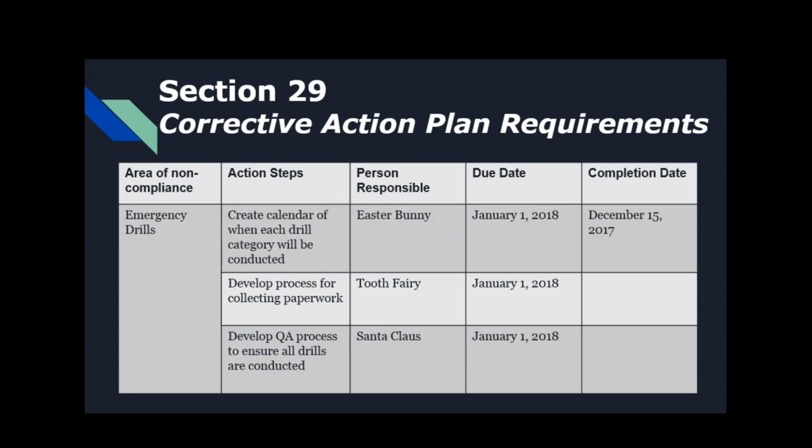Section 29, Corrective Action Plan Requirements. What is a corrective action plan? A corrective action plan is a plan that addresses areas that are found to be non-compliant with Wyoming Medicaid rules during provider recertification, incident reports, or complaint reviews.